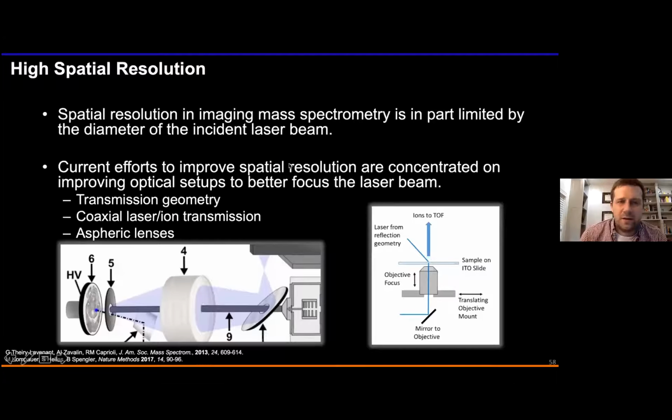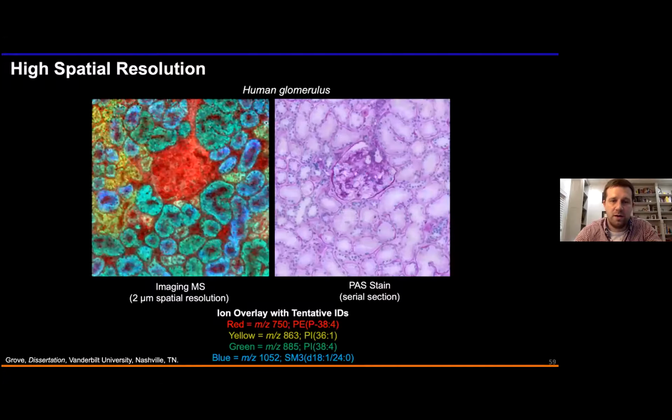Okay, so high spatial resolution again can be important depending on the task that you're trying to achieve. And I won't spend a ton of time talking about this. There's a lot of effort in the field looking at different ways that we can improve spatial resolution. So there's a lot of hardware research going on at improving that. This was an image that was acquired during my postdoc using one of those advanced hardware setups.